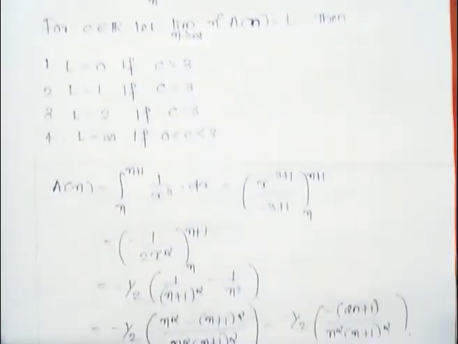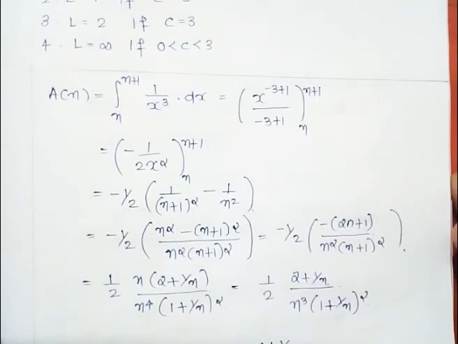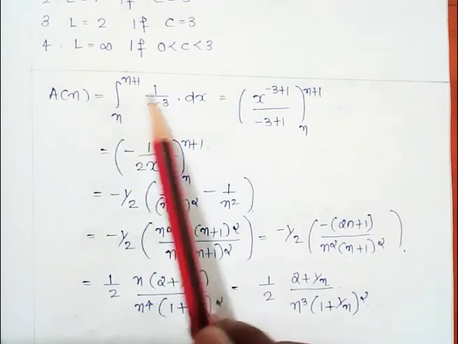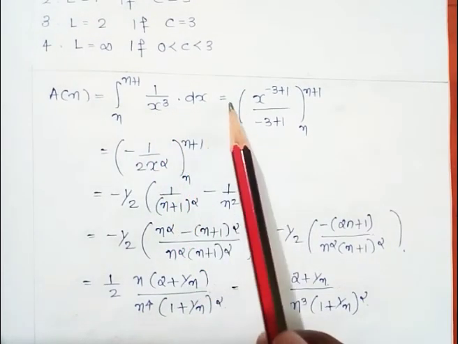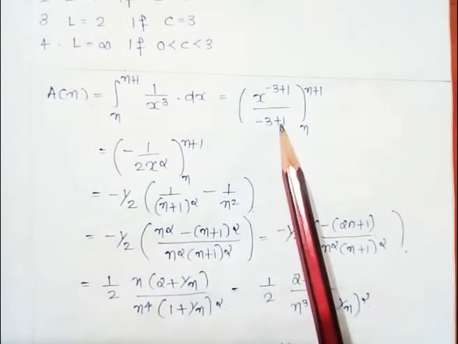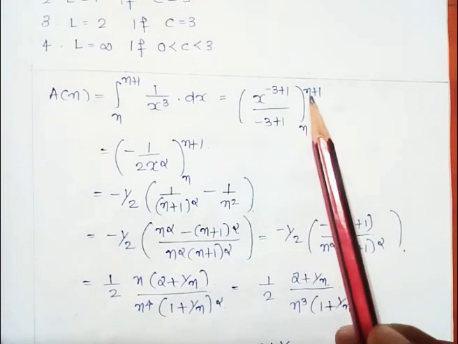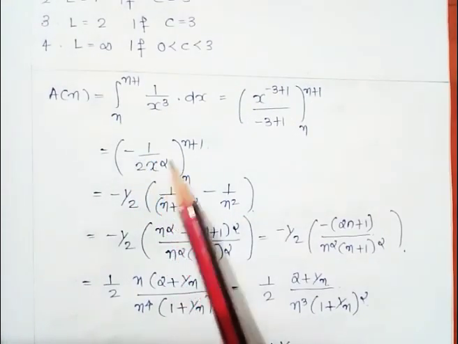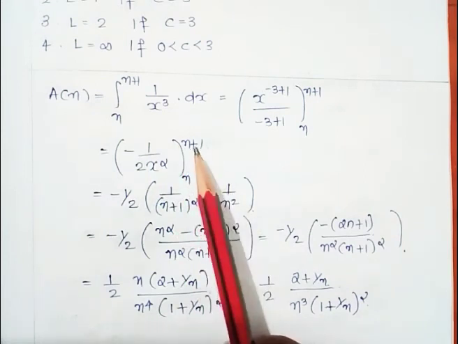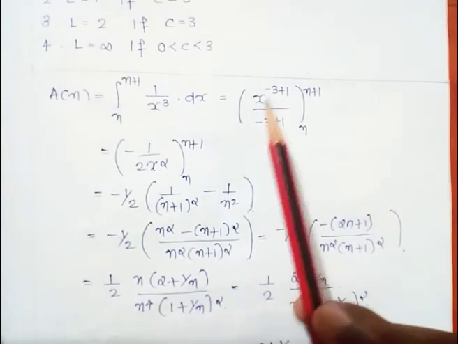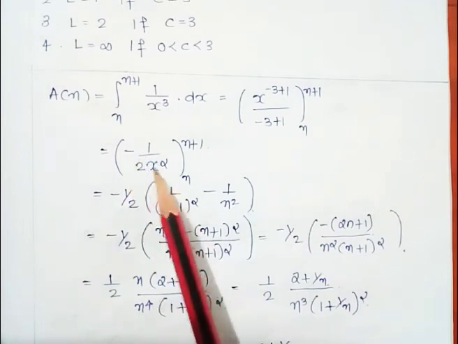So first, a_n is equal to the given integral from n to n plus 1 of 1 by x cube dx. By integration we get x^(-3+1) divided by (-3+1) within the limit n to n plus 1. So which is equal to minus 1 by 2x^2 within the range n to n plus 1, because x^(-3+1) is x^(-2) divided by minus 2, which implies minus 1 by 2x^2.